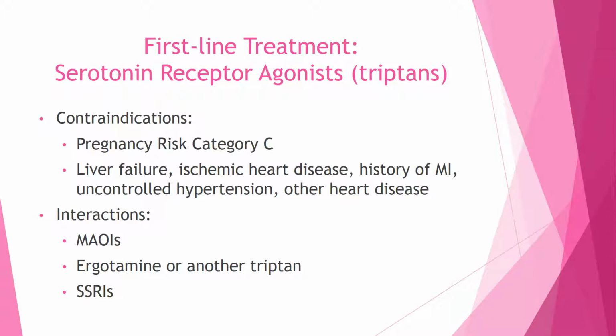Contraindications are pregnancy risk category C, liver failure, ischemic heart disease, history of MI, uncontrolled hypertension, other heart disease. Interactions are going to be your MAOIs, ergotamine, or other triptans, and then SSRIs.